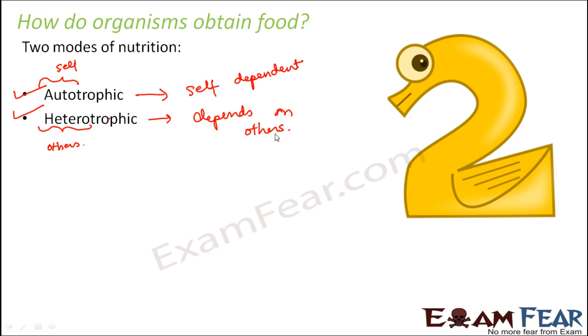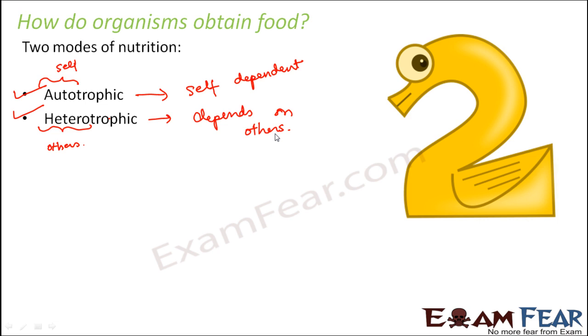Now let's take the example of human beings. Are human beings autotrophic or heterotrophic? You might say that we prepare our own food. We cook the vegetables, we prepare chapati. But if you look at the raw materials which you use in your kitchen, do you think you prepare those yourself? You either use vegetables or fruits obtained from plants, or you use other animals like fish or egg or meat. So basically we are dependent either on plants or on other animals for our food. So we fall under the heterotrophic category. We have a heterotrophic mode of nutrition.